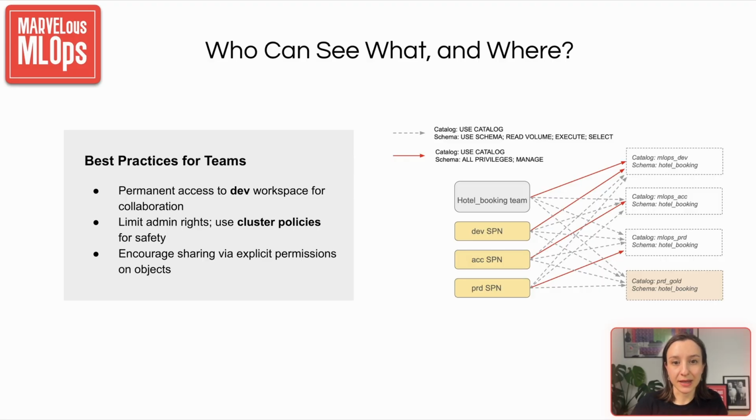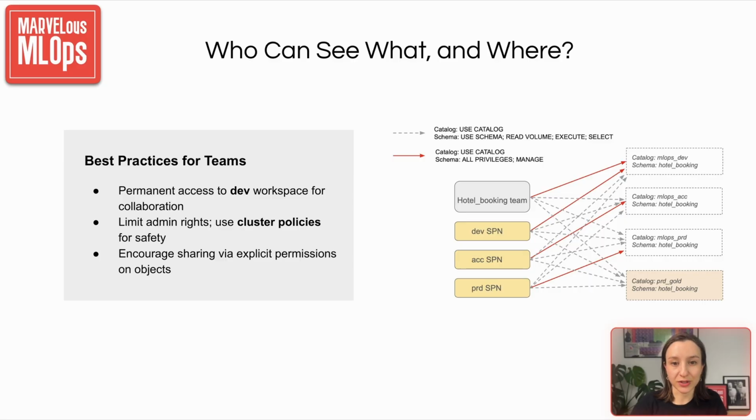Let's have a look at the example here. The hotel booking team has all privileges and managed permissions on the MLOps dev hotel booking schema. In other environments, they have only read access, which allows them to safely use production data for training and validation.